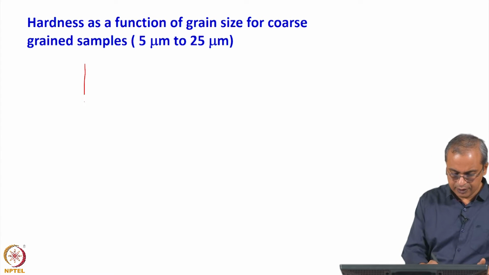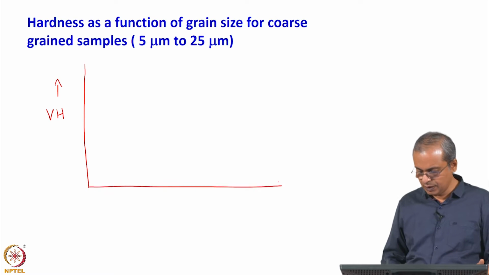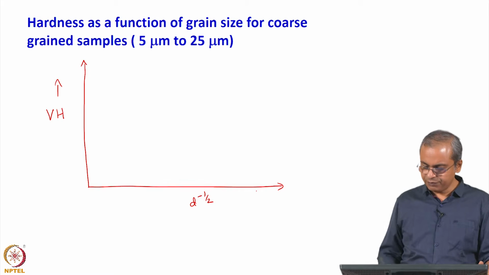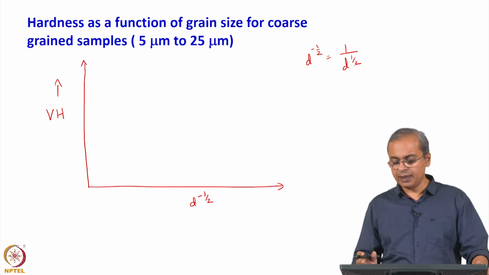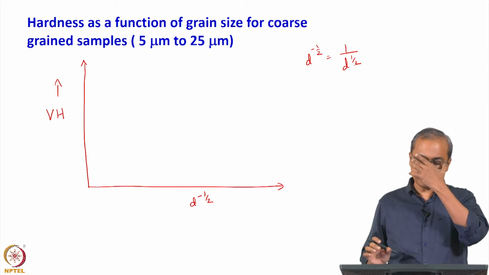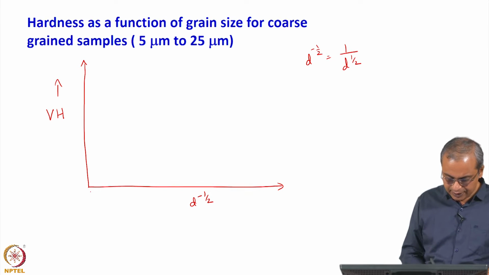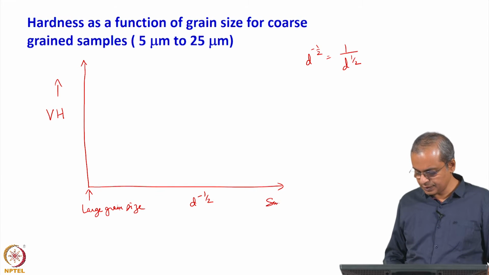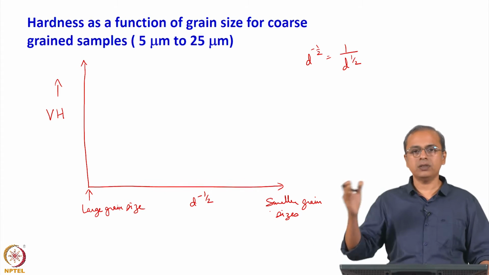So, if you just draw here, say Vickers hardness, so I just write VH, which increases that way, and this is d power minus half. Okay. So, d power minus half equals 1 by d power half, and d is the average grain size, right. So, as the d increases, d power half increases, and therefore, d power minus half decreases. Therefore, this region here is large grain size, and this side is smaller grain sizes. Right. So, if you go from left to right, you are going from large grain size to smaller grain size.